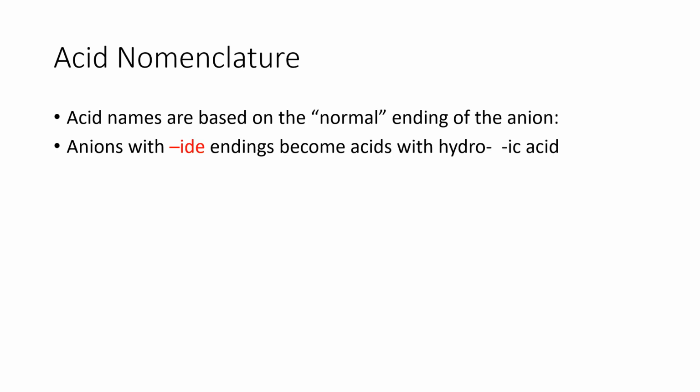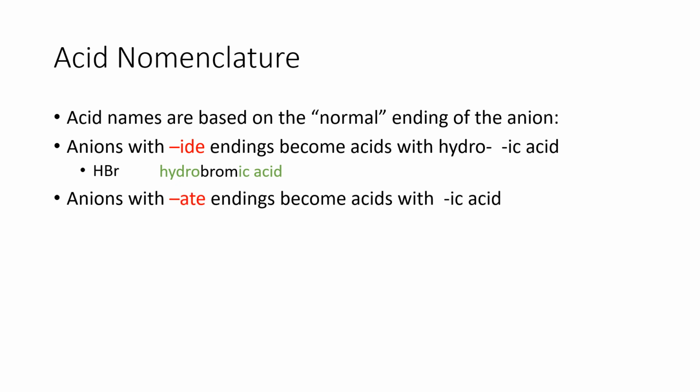We also have special rules for naming acids. Acid names are based on the normal ending of the anion. So does it end in IDE, ITE, or ATE? If our anion ends with IDE, it's going to have the prefix of hydro and end in ic acid. So look at HBr. Br in a compound is going to be bromide. So we are going to change this to be hydrobromic acid.